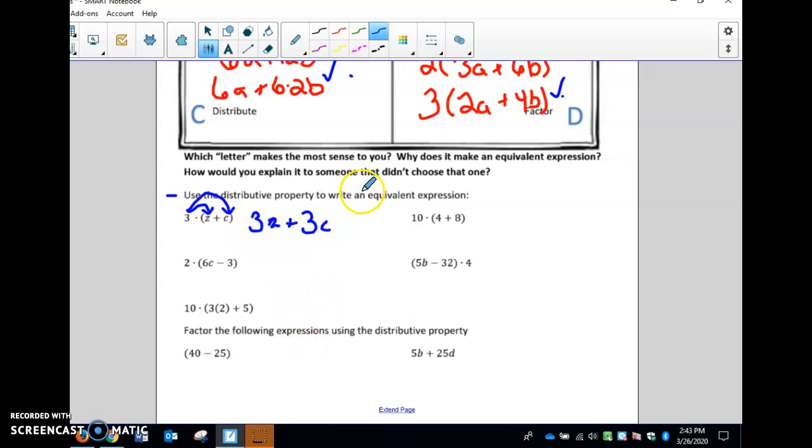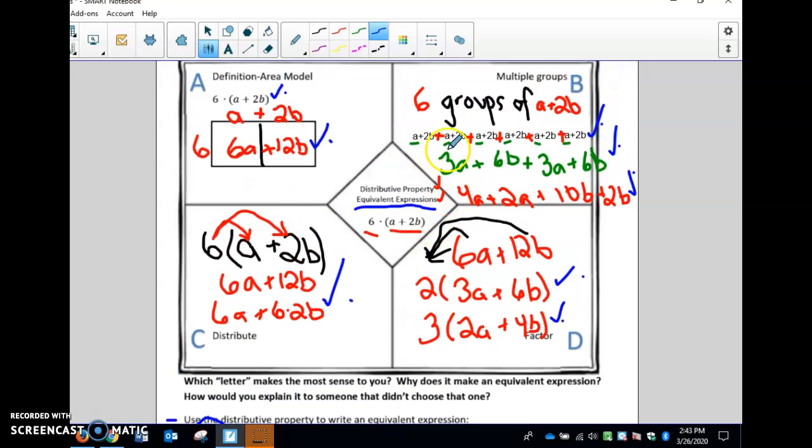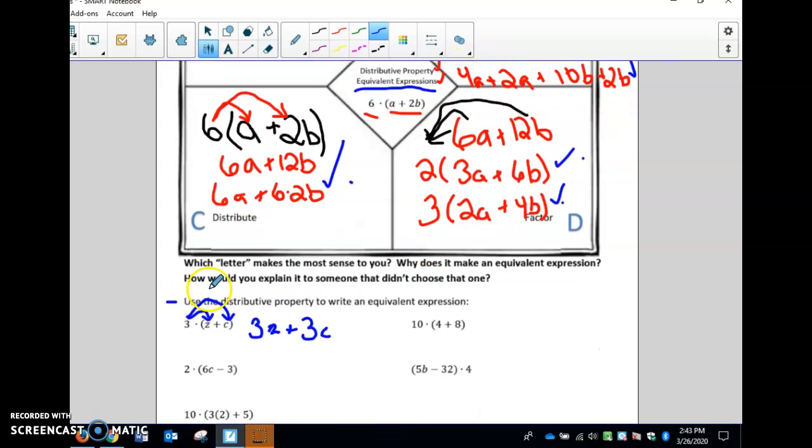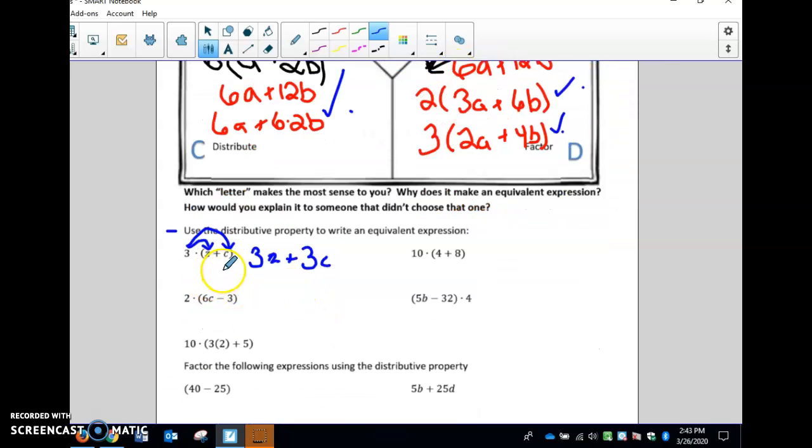Now, once again, I could do what I did up here and build this out into something that is completely different, but also equivalent. Like I could do z plus z plus z plus c plus c plus c. That would be something that is equivalent to, I could do z plus c plus z plus c plus z plus c. There are lots of ways to create an equivalent expression besides using the distributive property. So you can keep that in mind as we're working through this.